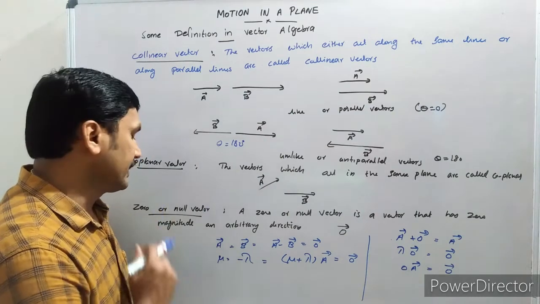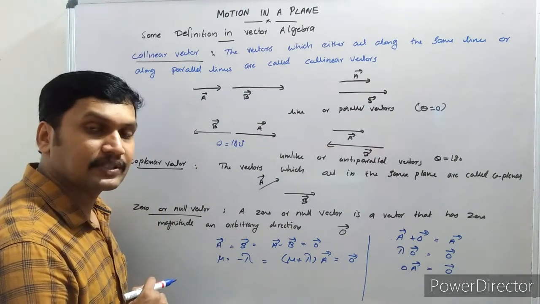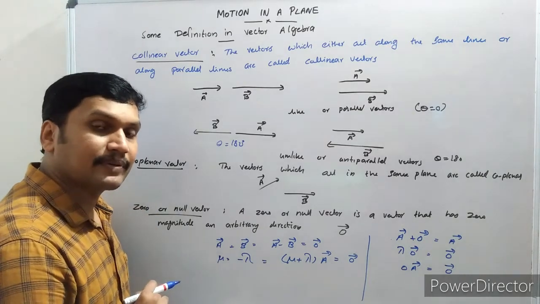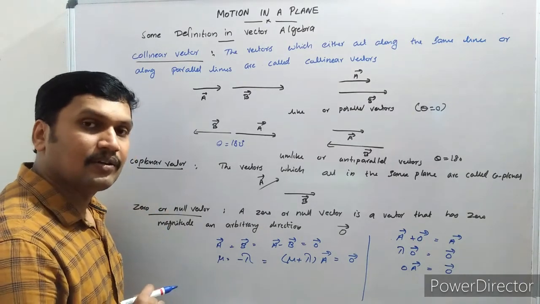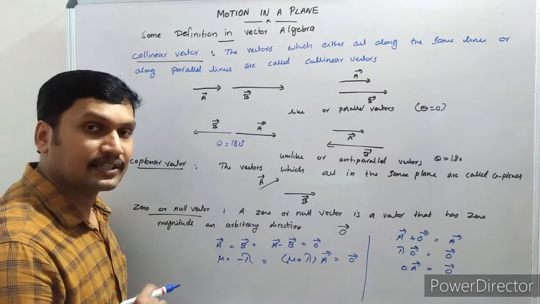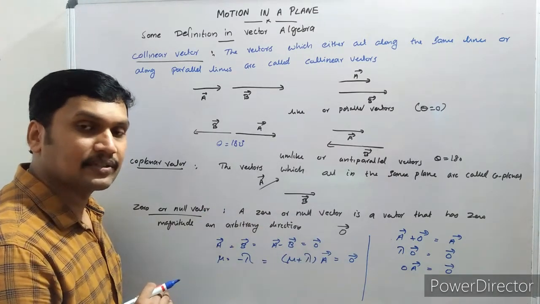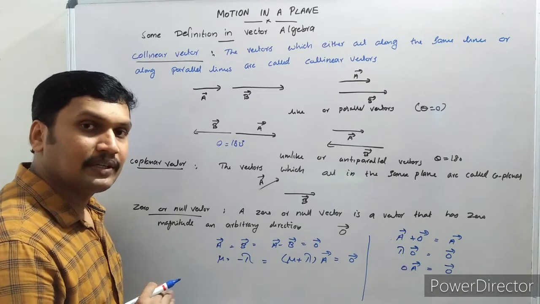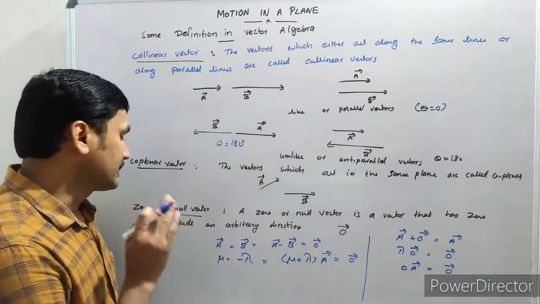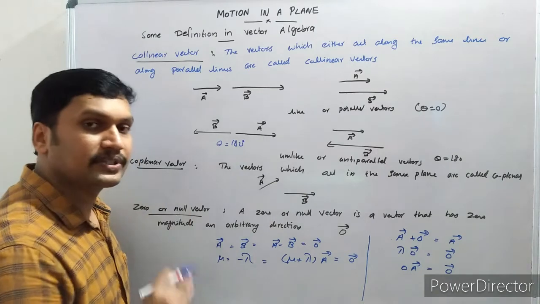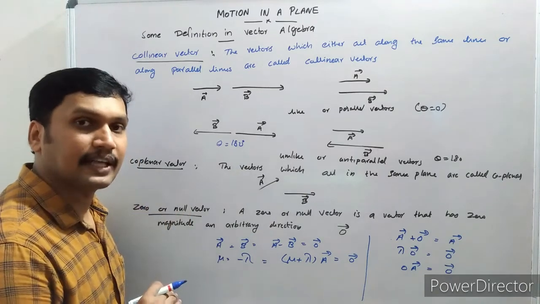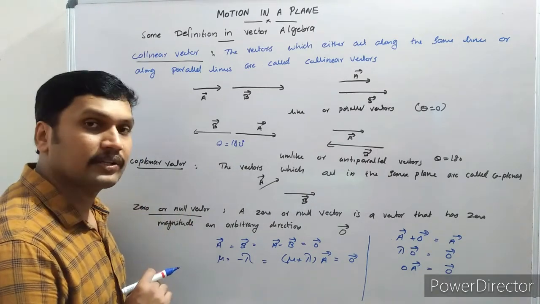Why are we introducing a zero vector or null vector? Suppose you want to represent the velocity vector of an object at rest, a stationary object. So we use a null vector or zero vector. In such a situation, the vector having magnitude 0 but arbitrary direction can be called a null vector or zero vector.